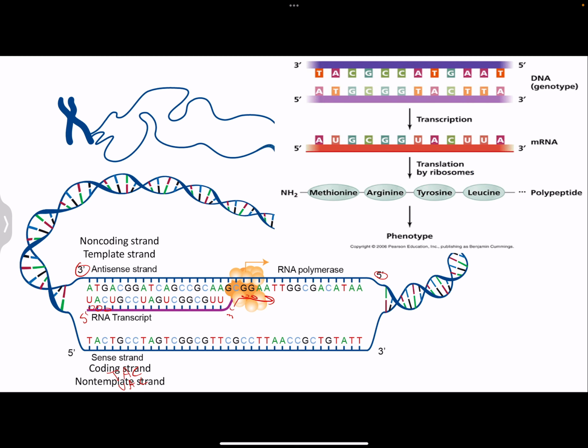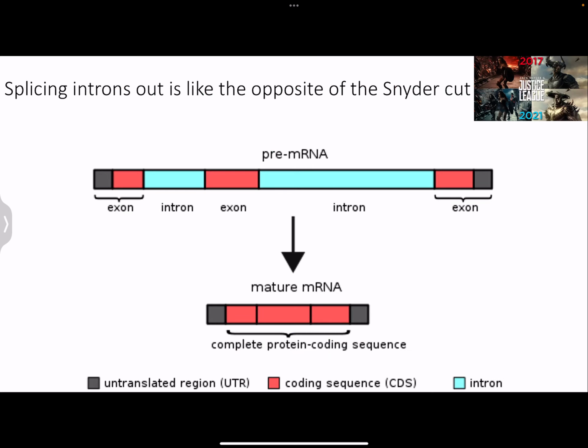Transcription occurs first, and then after that, translation. If we look at something like this, we see this is our mRNA. We better be able to infer which one of these is the coding strand. Boom, it's the one that looks exactly the same as the mRNA, except for T's become U's. We have to splice out introns.